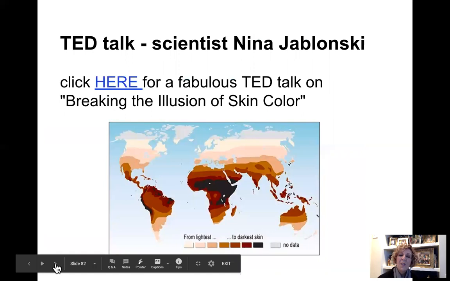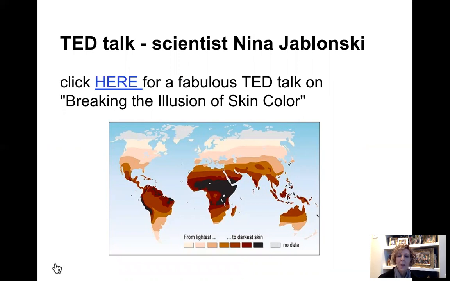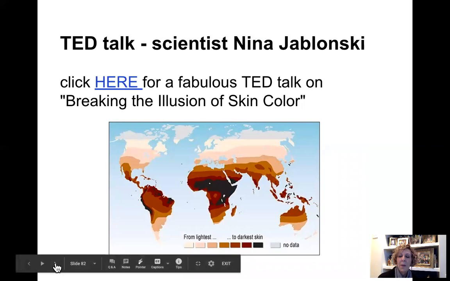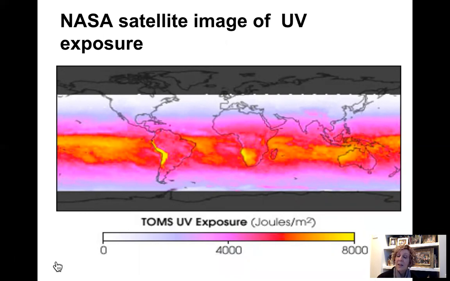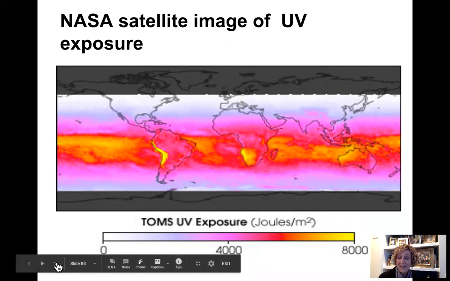So I just want to finish up this lecture by suggesting that you watch the TED Talk on skin color, Breaking the Illusion of Skin Color by Nina Jablonski. It is absolutely fantastic. It talks about melanin and folic acid, and also talks about how the amount of UV exposure on Earth has been a very important developmental pressure on melanin as a protective mechanism against ultraviolet light. And so it's just really interesting about evolution and skin color. And I hope that it will be helpful for you to watch that TED Talk if you haven't already.